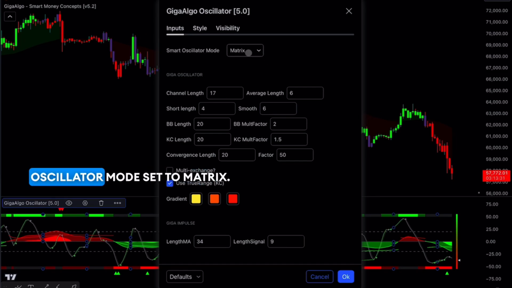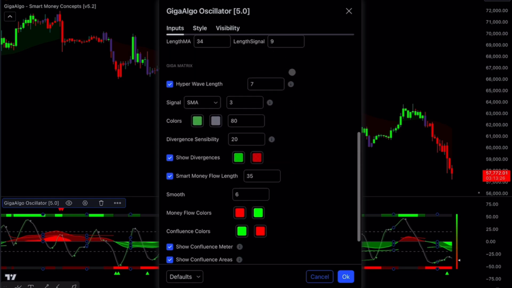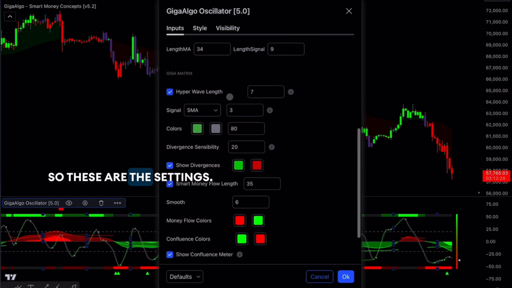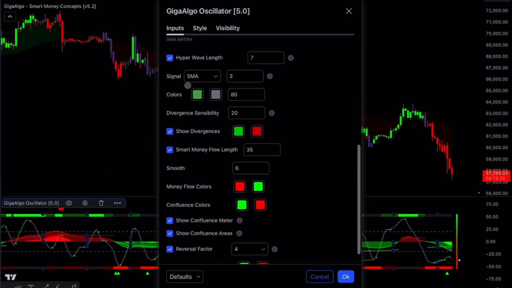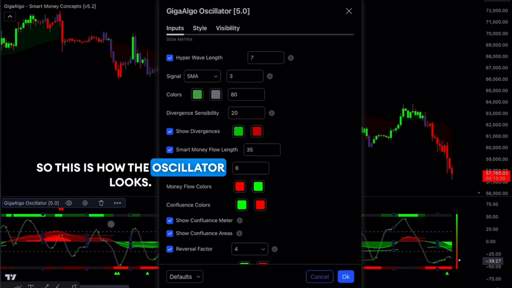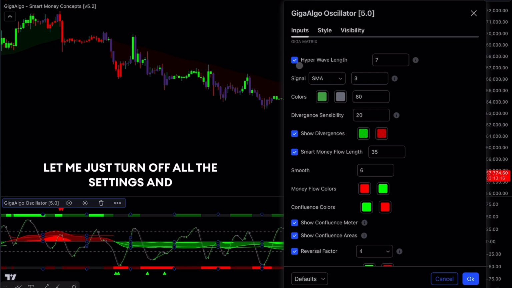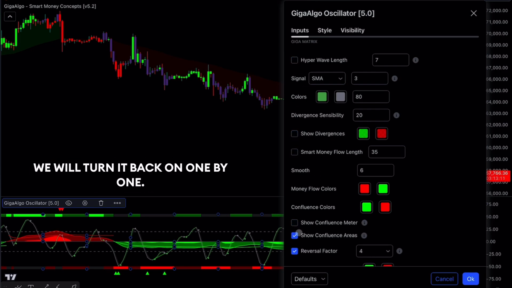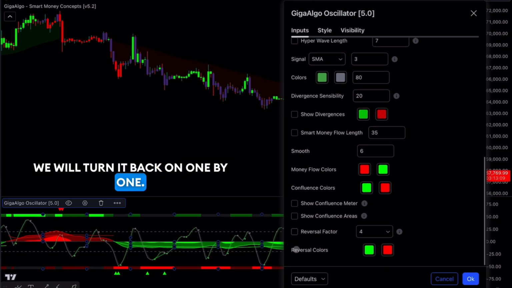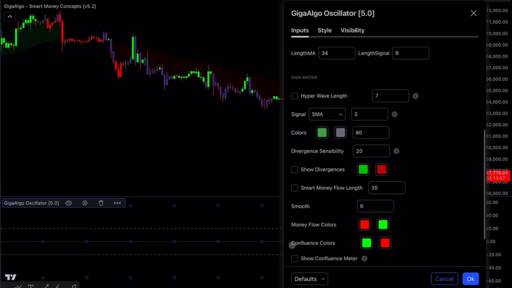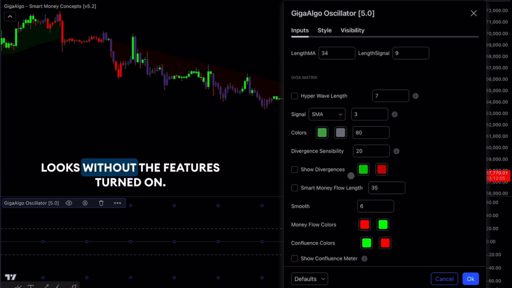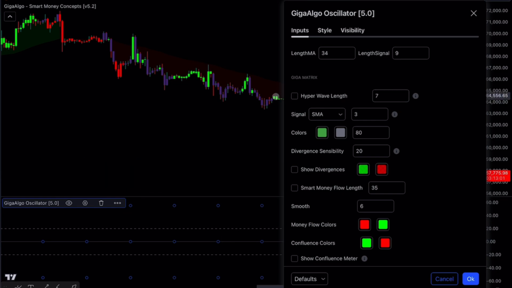Alright, so next we have the oscillator mode set to matrix. So these are the settings. So this is how the oscillator looks. Let me just turn off all the settings and we will turn it back on one by one. So this is how the oscillator looks without the features turned on.